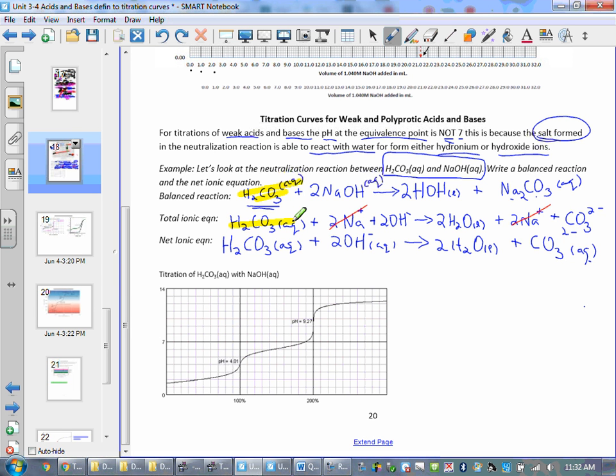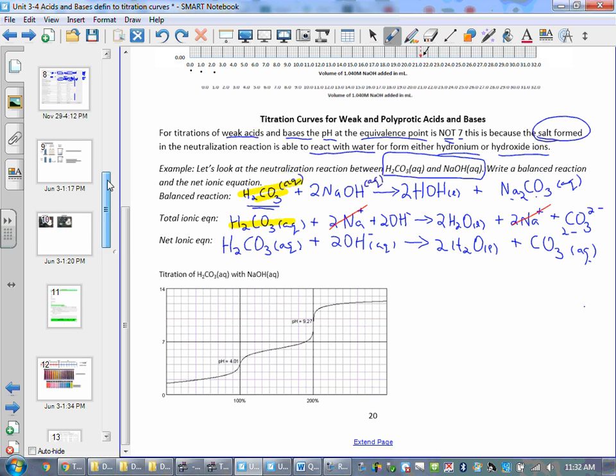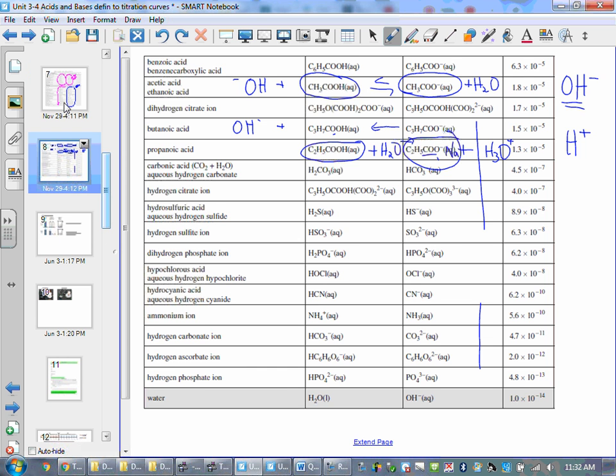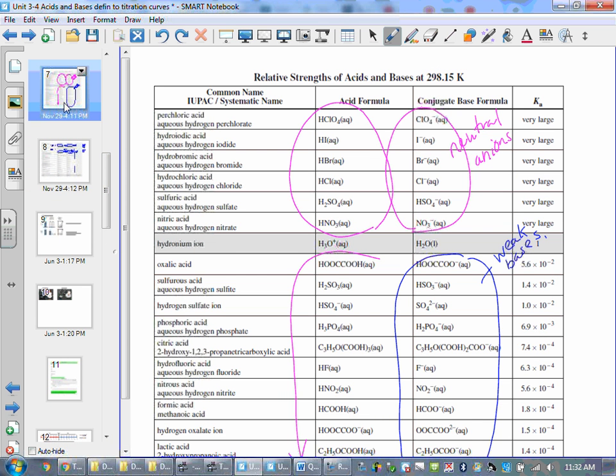Do we have to memorize weak electrolytes? No, they're in our tables. These are basically all of our weak acids, and carbonic acid is in here somewhere, H2CO3. So all the ones below hydronium ion are weak electrolytes? Yeah, all these are weak, and all of these are weak bases. So they're going to stay as whole molecules if we're dissociating.